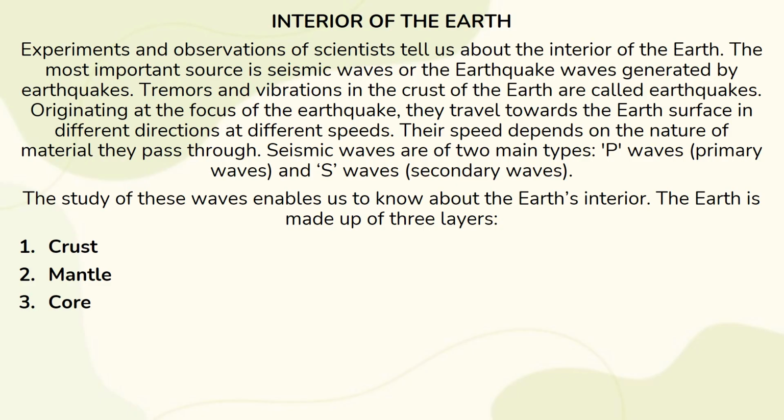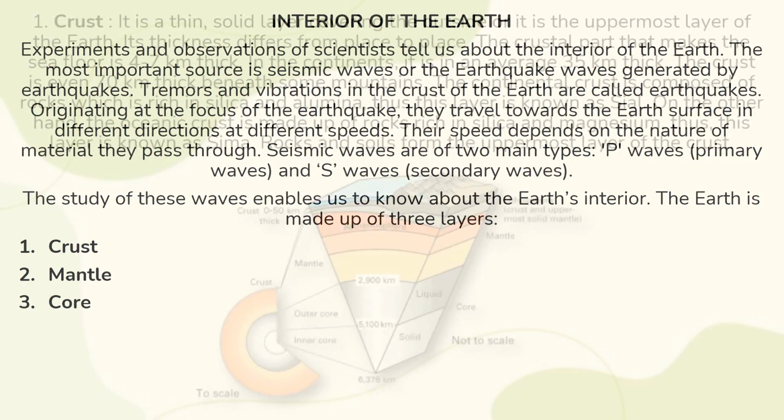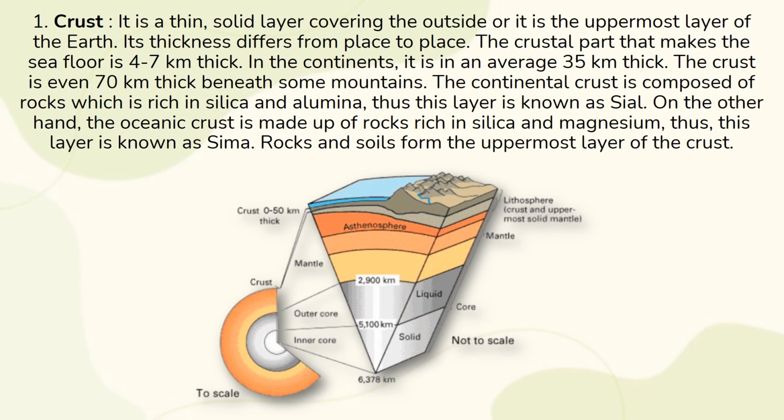The Earth is made up of three layers: crust, mantle, core. 1. Crust. It is a thin, solid layer covering the outside, or it is the uppermost layer of the Earth. Its thickness differs from place to place. The crustal part that makes the sea floor is 4 to 7 kilometers thick. In the continents, it is on average 35 kilometers thick. The crust is even 70 kilometers thick beneath some mountains.